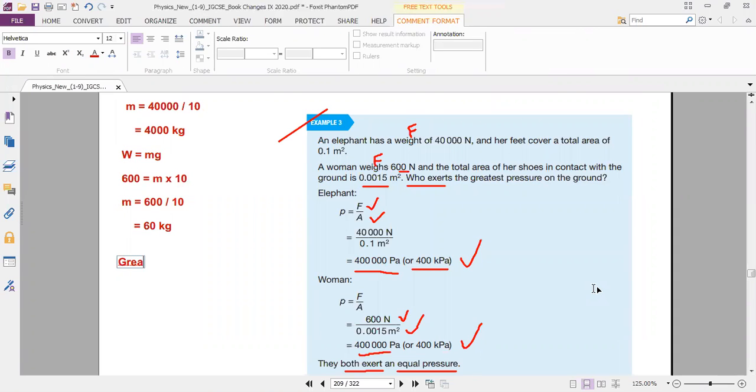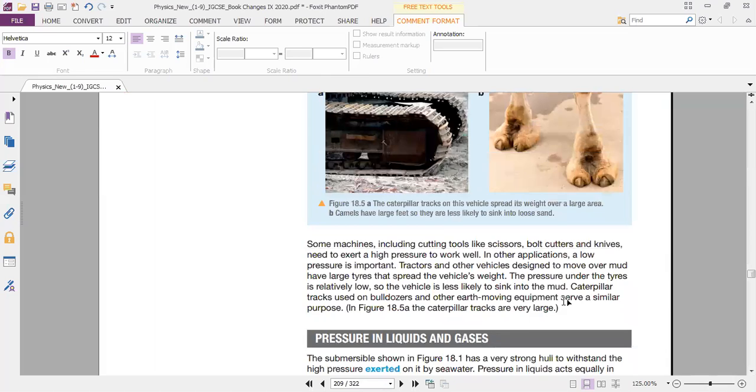Greater area under the elephant, and so pressure decreased, we can say. When area increased and force remains constant, pressure decreased. All right, look at this.